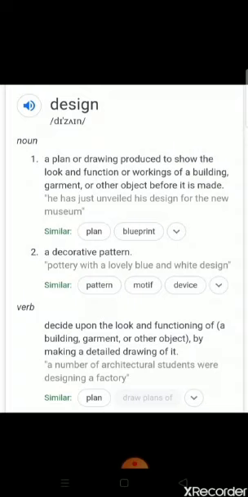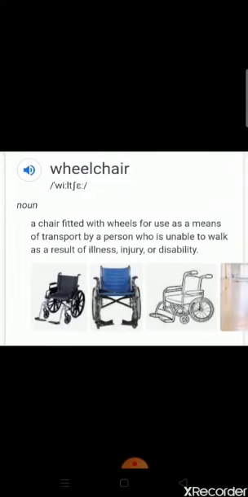Then she found a boat and some people to help her. The controls of her boat come from her wheelchair. See, she is using a wheelchair. So the control of her boat comes from her wheelchair only. So what is wheelchair? All of you know what is wheelchair. A chair which is fitted with wheels for use as means of transport by a person who is unable to walk, maybe because of illness, injury, or disability. So she was using that particular wheelchair to control her boat. She made it by herself.